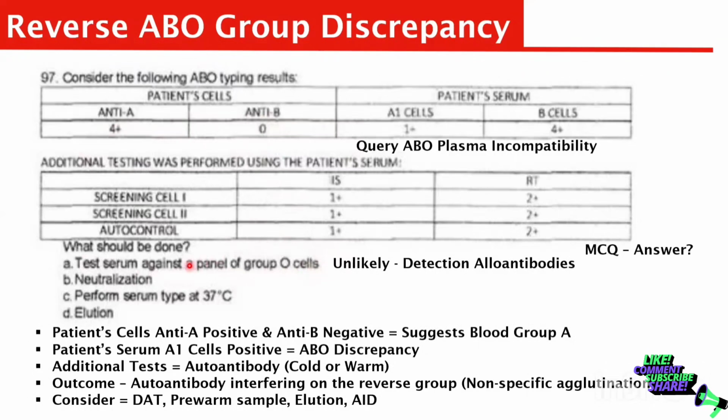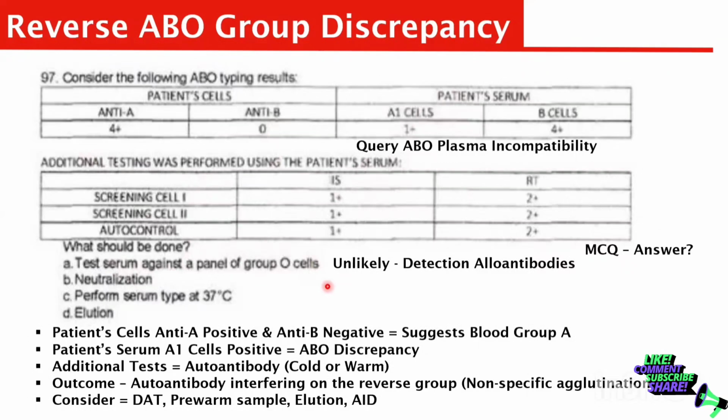Now, like I've told you, this panel of group O cells is for antibody panel. What the antibody panel should be focusing on is IgG, not IgM. What this is talking about is IgM, if that makes sense. Remember that the essence of this further testing is because of this discrepancy. So if we are going to test serum against a panel of group O cells, that is talking about screening cells or maybe antibody panel cells.